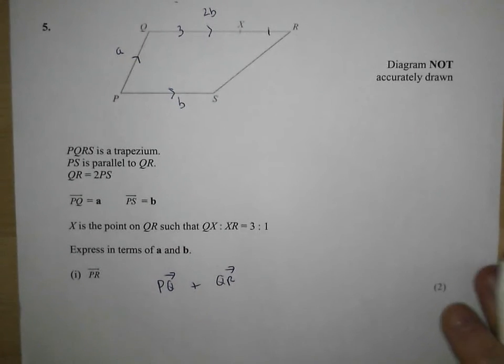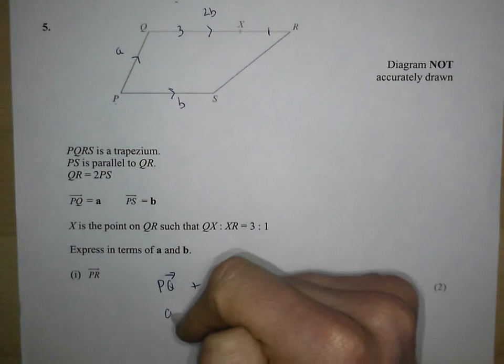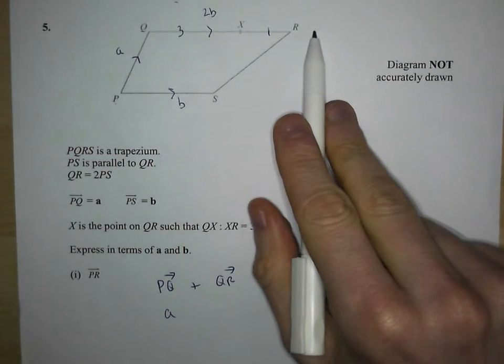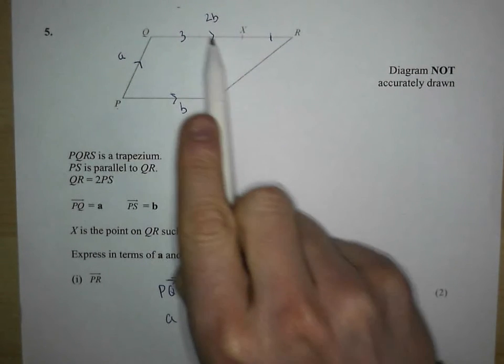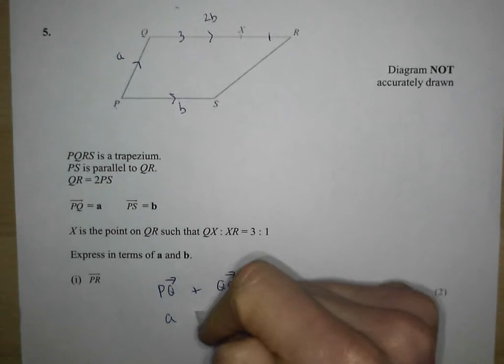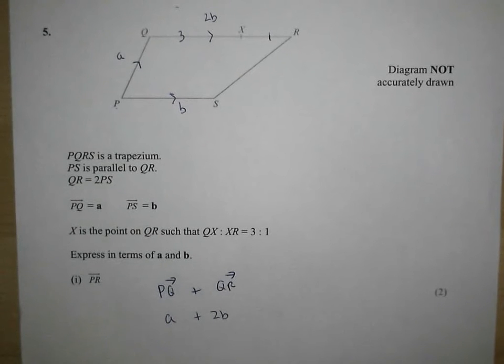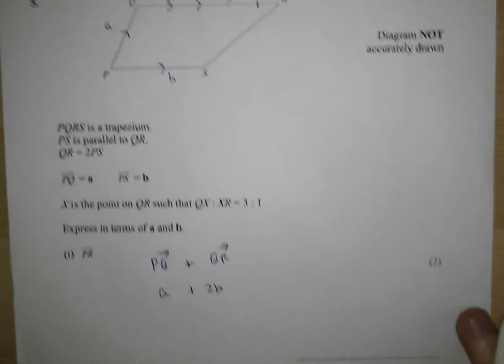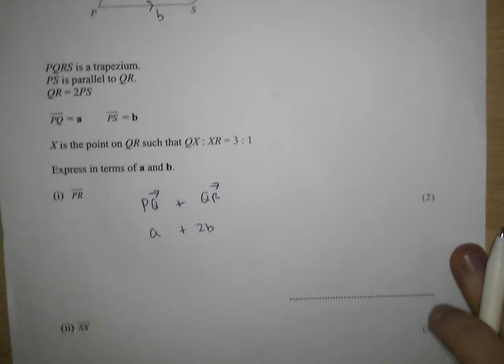How do I get from P to Q? Dead easy, vector A. How do I get from Q to R? Well, that's pretty easy as well. So we've done the work in the prep there. It's twice as long as from P to S, so it's just going to be 2 B's all the way along there, plus 2 B's. A plus 2B. Easy. 2 marks are given us for that. Giving marks away.